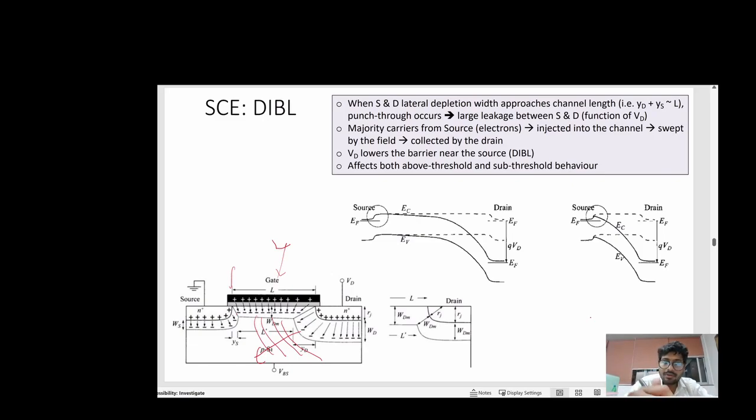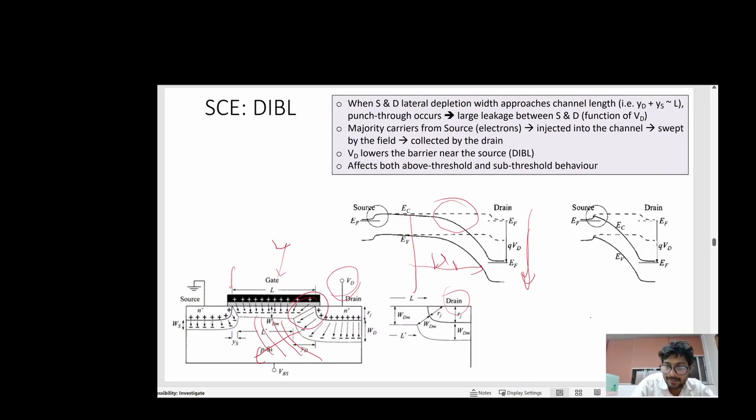If the drain voltage is very high, you are increasing the drain voltage. Effectively, what you are doing is you are pushing this barrier at the drain down. In that case, this is the charge sharing. If you can see, this is the charge sharing. This is the depletion region that we are talking about.